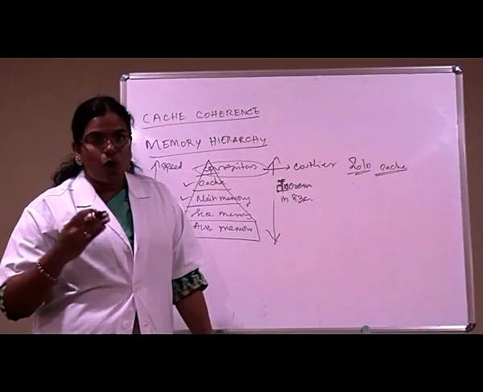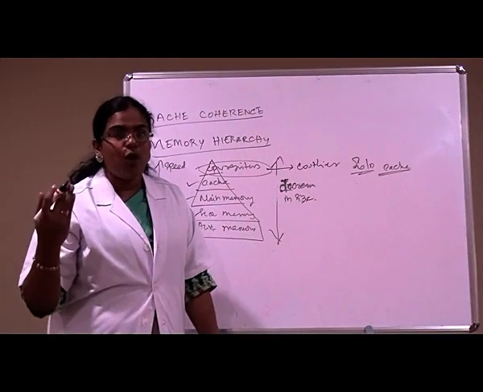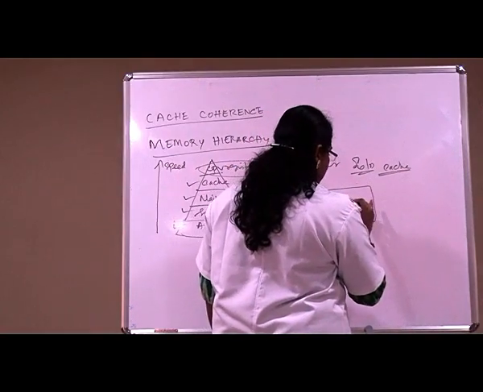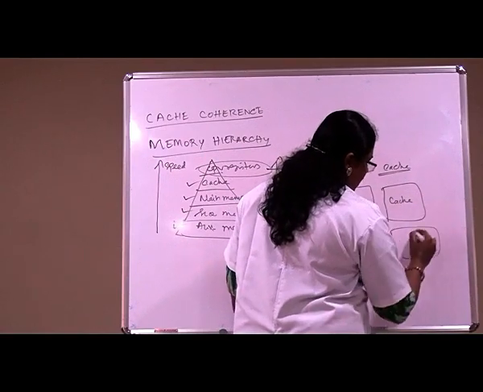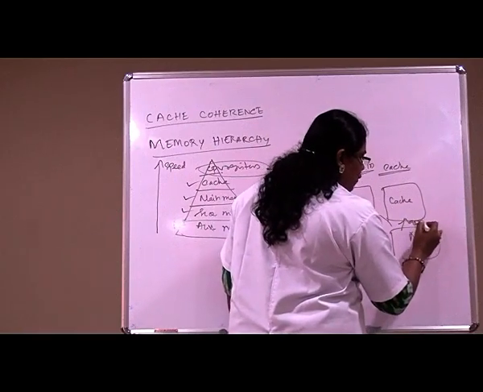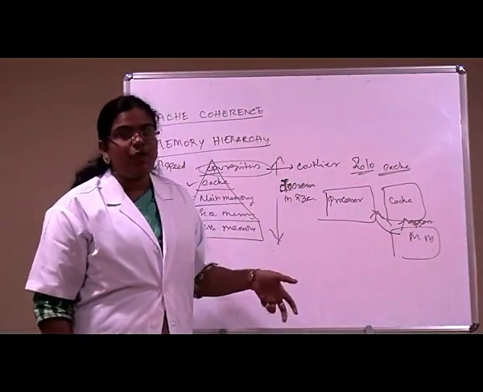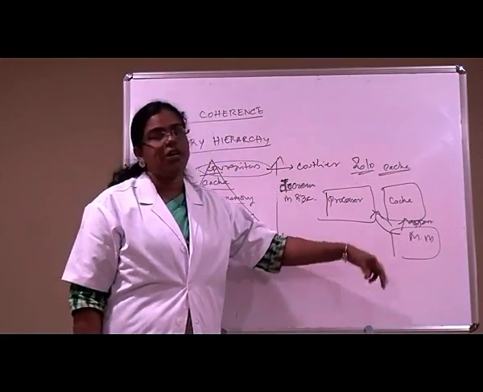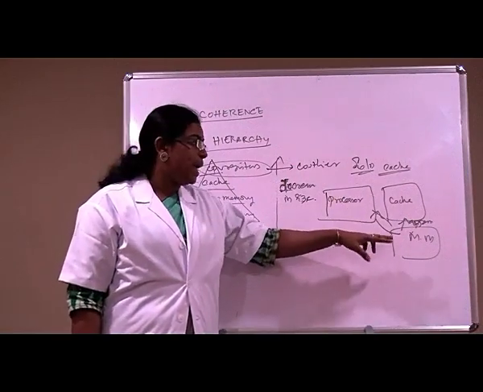Even though the main memory is not faster, the cache can make the main memory appear faster to the processor. So this is the processor, this is the cache, and this is the main memory. This is the role of the cache. Whatever data you search for in the cache, if it is not available there, it has to be brought from the main memory to the cache. This is how the actual data transfer happens between the main memory and the cache.